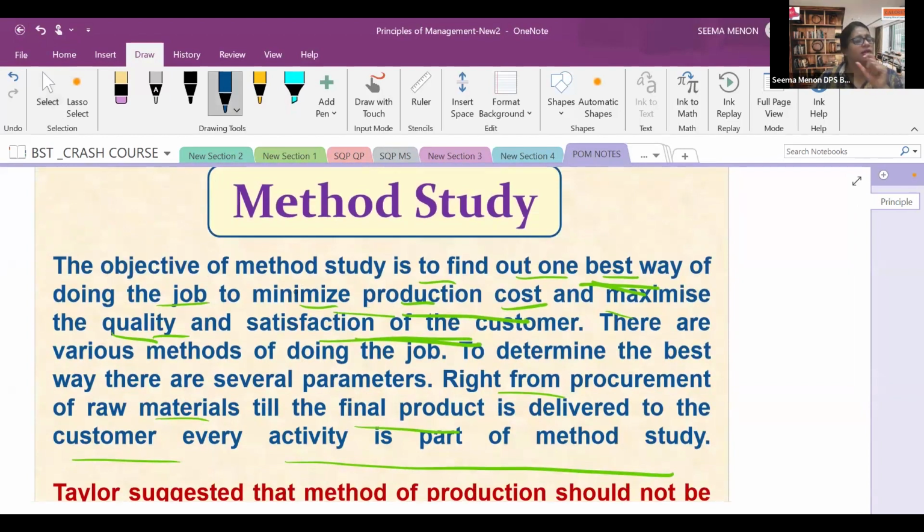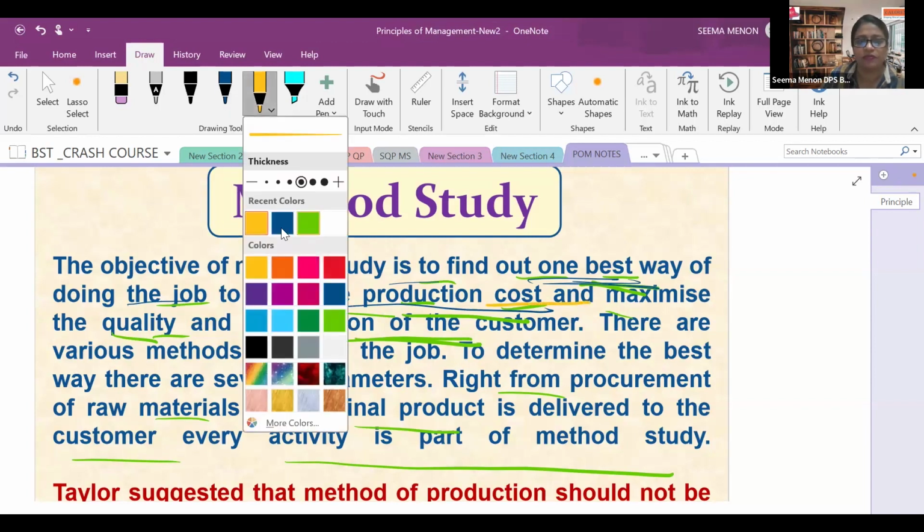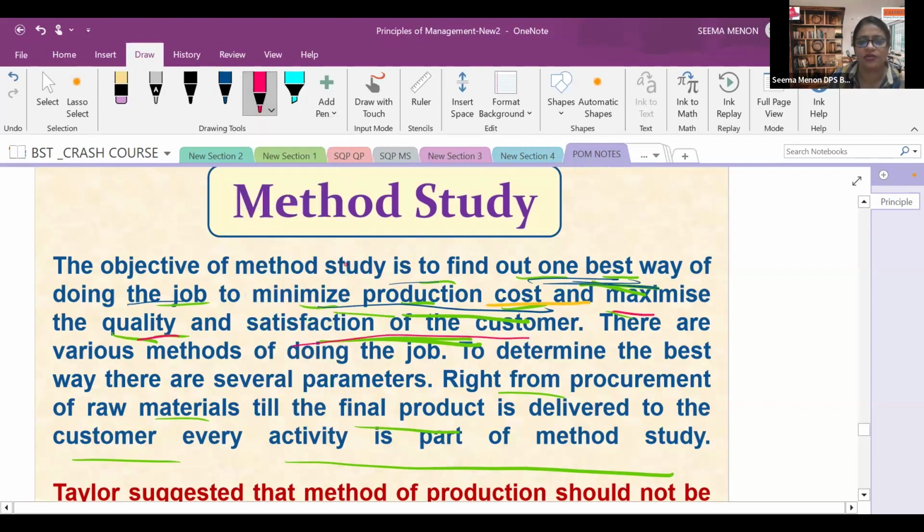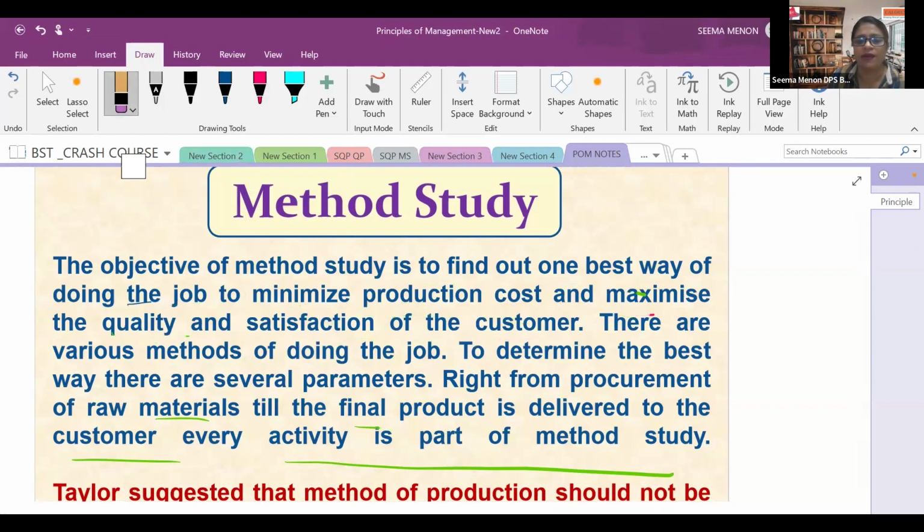I discussed a little bit yesterday. Again, I'm continuing with this. The objective of method study is to find out the one best way of doing the job, to minimize the production cost, and maximize the quality and satisfaction of the customer. That should be the major aspect of method study. So minimize the production cost and maximize the quality, thus satisfy the customers.